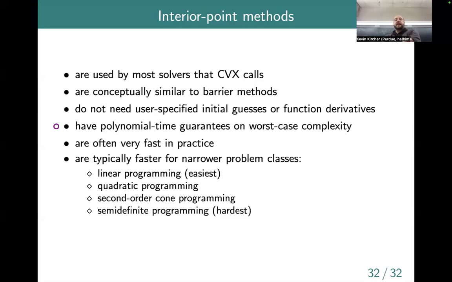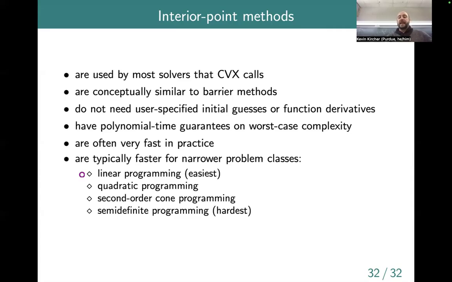Even in the worst case, we're guaranteed that the runtime is upper bounded by a polynomial function of the size of your input data. Which just means even in the worst case, you're guaranteed to get reasonable solve times. But in practice, they're often extremely fast, unreasonably fast. And they work better on simpler problem classes. So we talked about linear programming as a classic example of convex optimization, where you have a linear objective function and linear constraints.